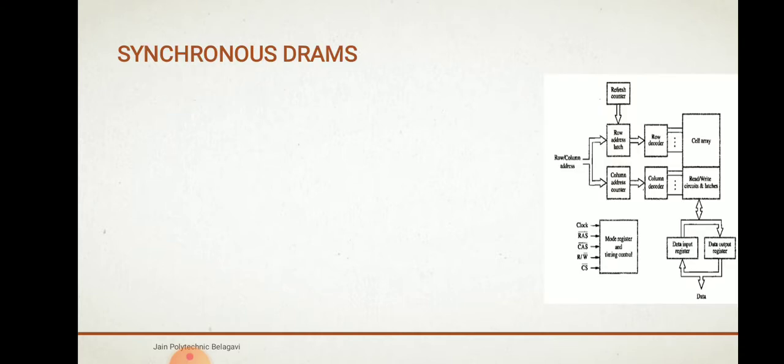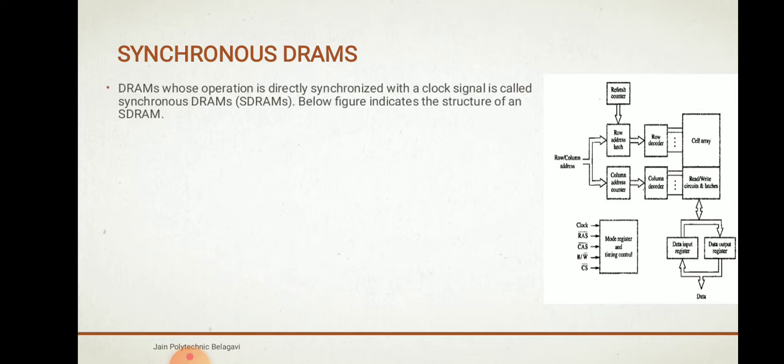Now, what are synchronous DRAMs? The figure beside shows a diagram of a simple synchronous DRAM. DRAMs whose operation is directly synchronized with the clock signal are called synchronous DRAMs. As you have studied in the previous slide, that is what dynamic RAMs are. Now, if the dynamic RAM's working is synchronized with the clock signal, then it is called a synchronous DRAM.